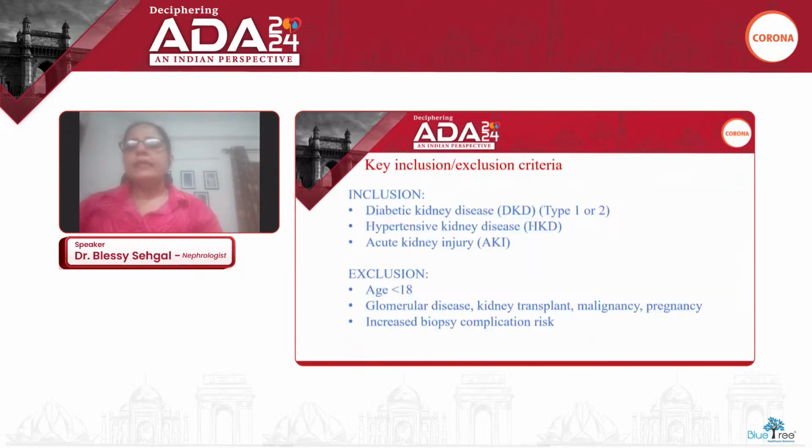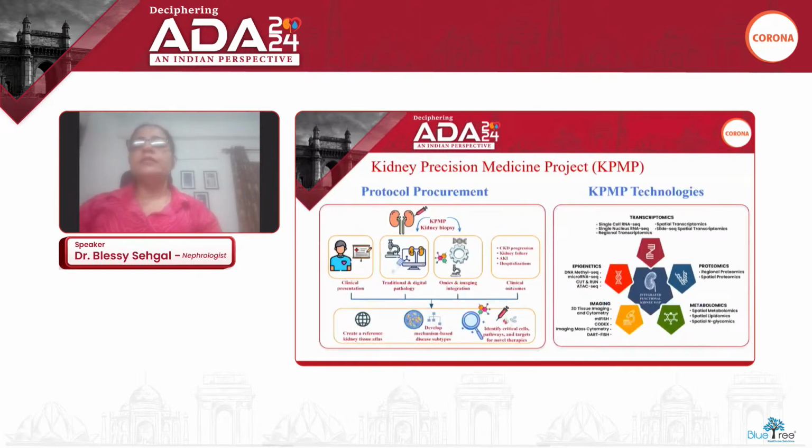Next slide. So the patients who were included had diabetic kidney disease, both type 1 and type 2, hypertension, and patients who presented with AKI. Excluded were pediatric patients less than 18 years of age, or patients who had glomerular diseases, kidney transplantation, malignancy, and pregnancy. These were the patients who were excluded from this.